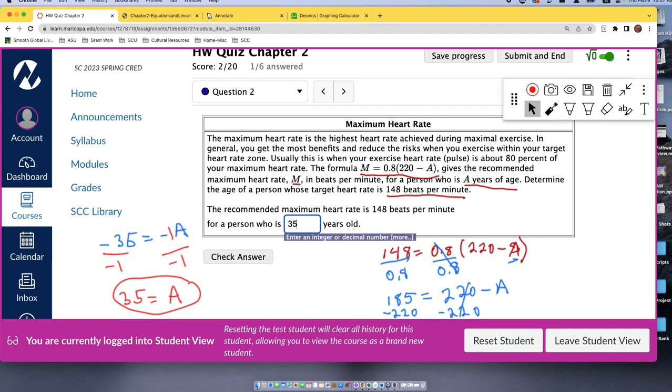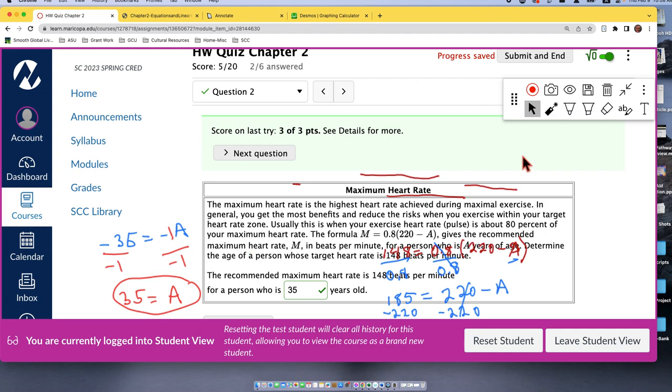Again, when you solve these things, don't read the whole thing over and over. Find your equation, find out what those variables are, and then read as you need to. A lot of word problems have all this extra stuff. Pulse rate of 80% of your maximum? Well, the 0.8 is 80%, it's in the formula. The formula will tell you a lot. So we'll check our answer to make sure we got them right.